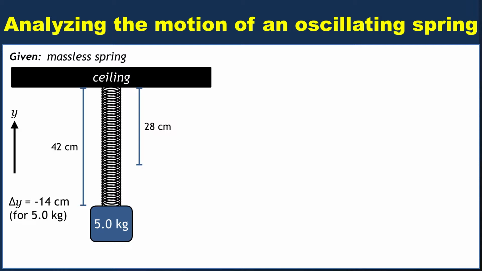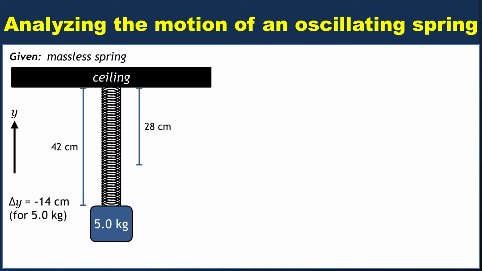And that's just for the case of attaching 5 kilograms. If we had attached more mass, you can imagine the displacement would have been a larger negative number. If we had attached less mass, then it would be a smaller negative number. But right now, it's perfectly happy to be a length of 42 centimeters, supporting only the 5 kilogram mass.